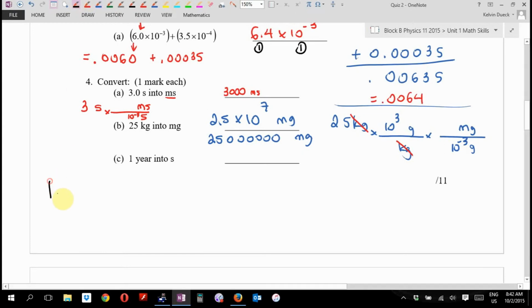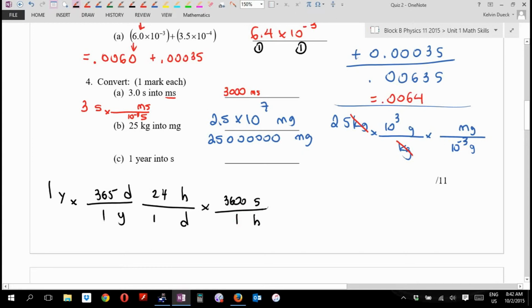1 year into seconds. Write down what they gave me. Do I know how many seconds are in a year? Haven't memorized that, haven't bothered. What I have memorized, without even meaning to, is that there are 365 days in 1 year. And 24 hours in 1 day. And now I've memorized that there's 3,600 seconds in 1 hour, and if you have memorized that, feel free.